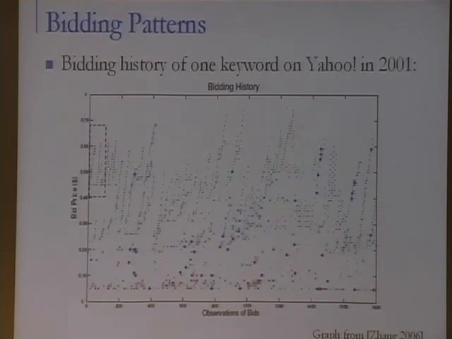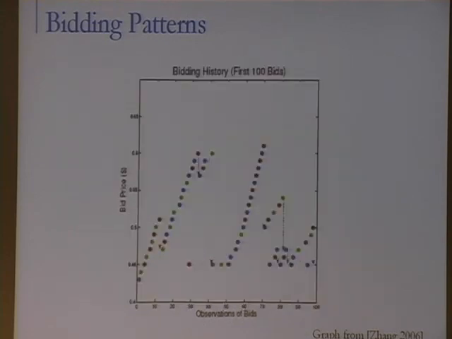So this causes cycling in the bidding behavior, and cycling patterns have been observed according to some of the papers in the literature. This is a paper of Zhang, 2006, from the history of a keyword on Yahoo. And you can see when I enlarge that box there that the bids do seem to cycle according to the data that this person had access to.